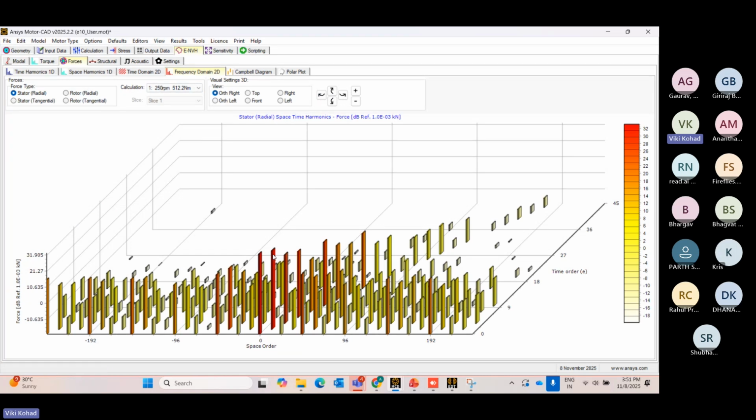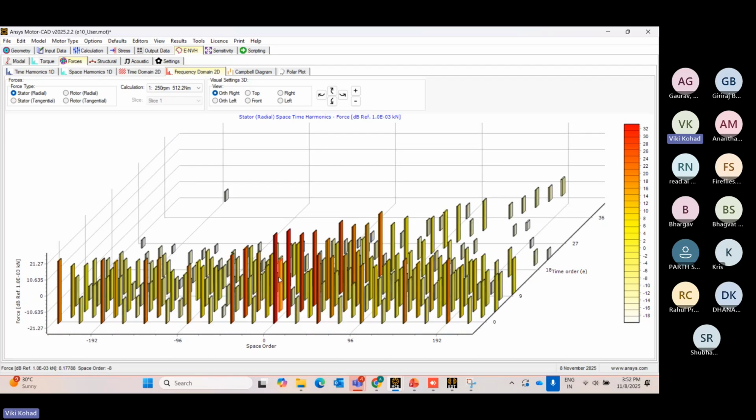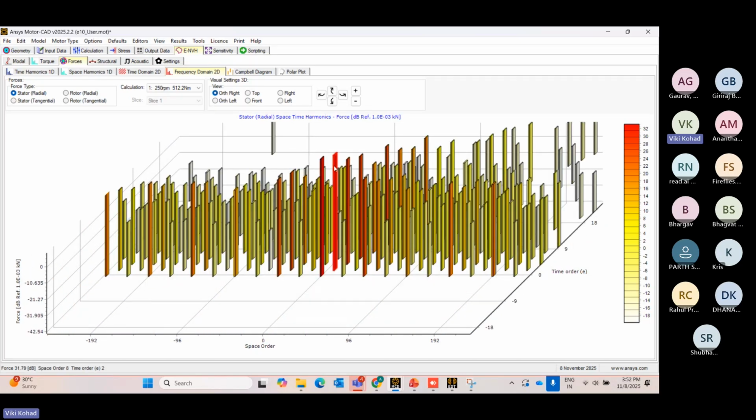So here you can see this red part. This red part basically means the force is 31.79 decibel, and the space order is 8 and the time order is 2 here. At the same time, you can see the space order and time order for each component. You can just touch it like this, and here you can see the force value as well as the space order and the time order.